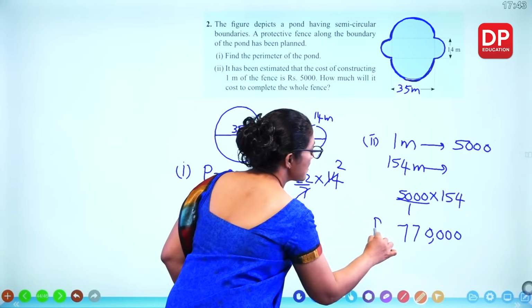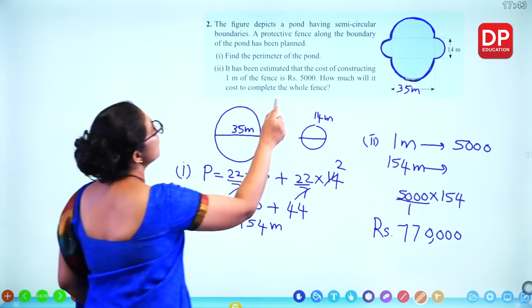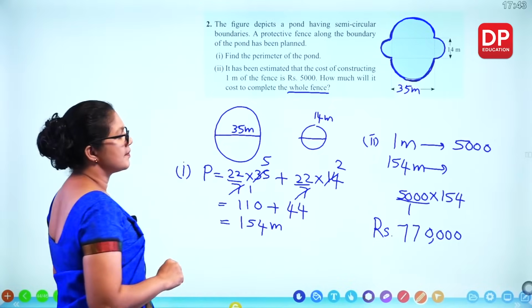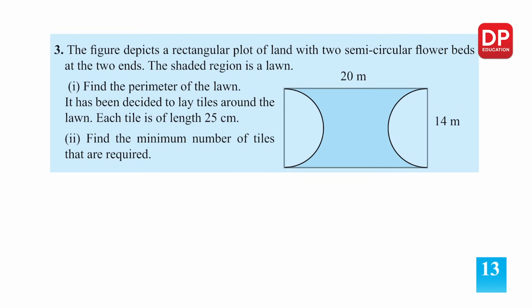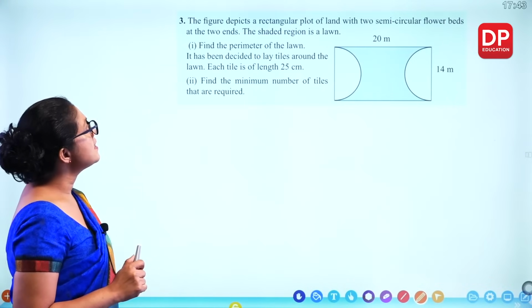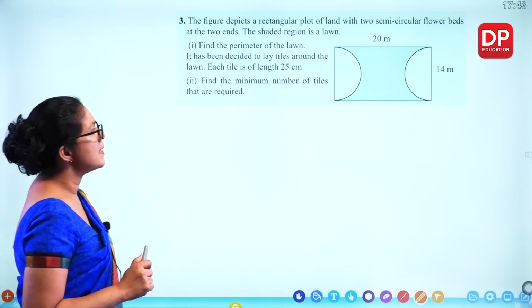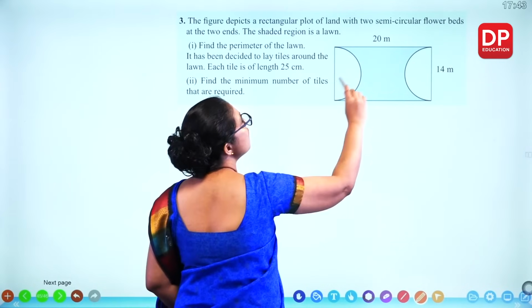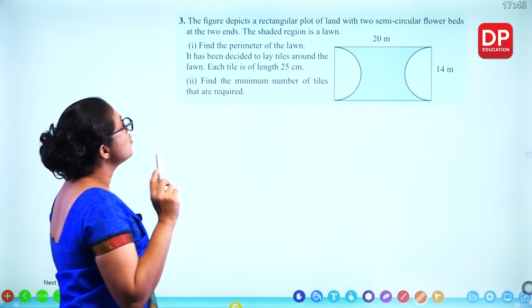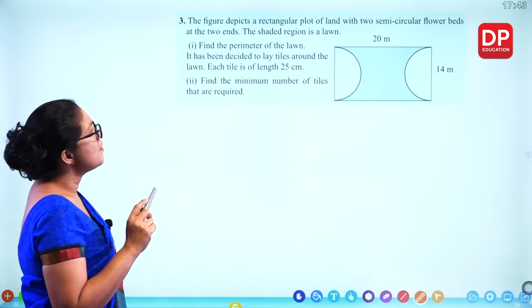770,000 rupees for the whole fence. Now we'll look at question number 3. In this question it says the figure depicts a rectangular plot of land with 2 semicircular flower beds. So these are the flower beds at the 2 ends. The shaded region is a lawn. Find the perimeter of the lawn.